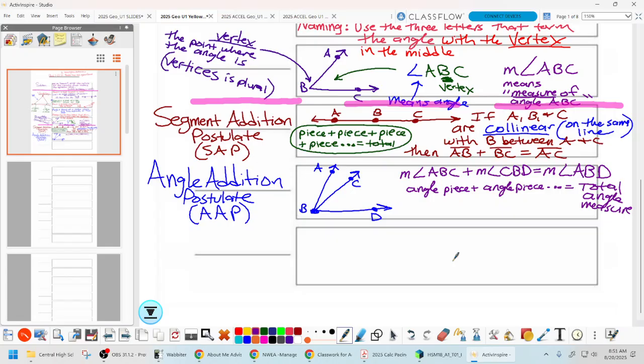You don't need that on. Can you put it in your backpack? Any questions on angle addition postulate theory concept? We good on that? Okay.